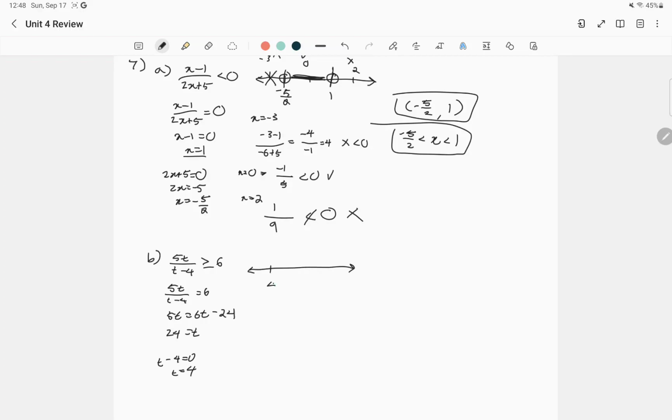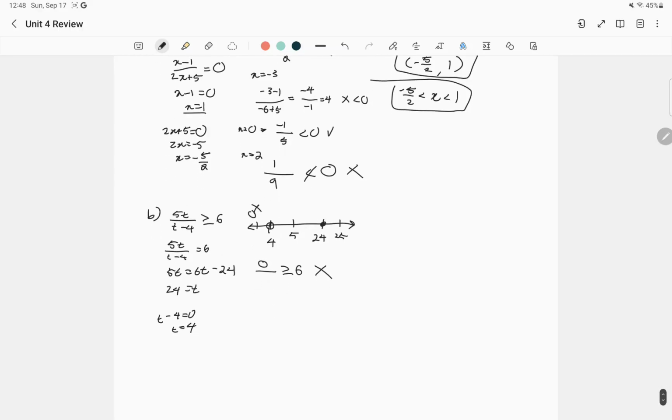So we have 4, which is open bracket, 24, which is closed. And we will probably try 5 or 25 and 0. 0 is always a nice one to test. All right, so let's get to testing. 0, we're going to have 0 on top, and 0 over anything is going to be 0, and 0 is obviously not greater than 6, so that's not going to work out right off the bat.